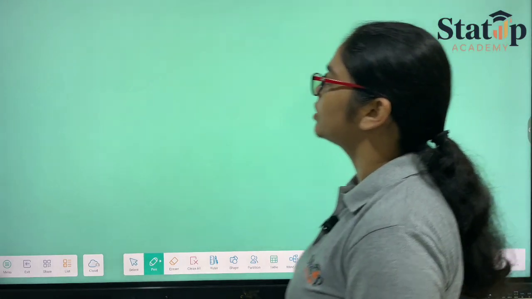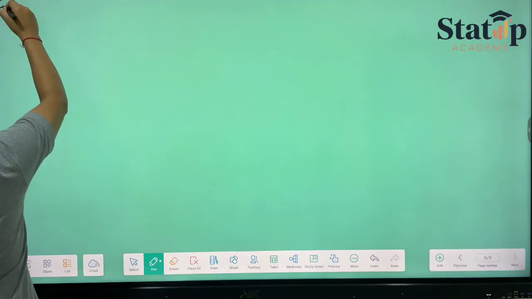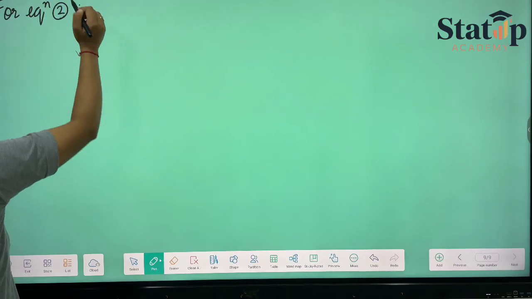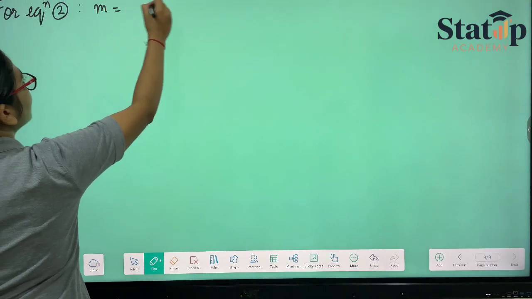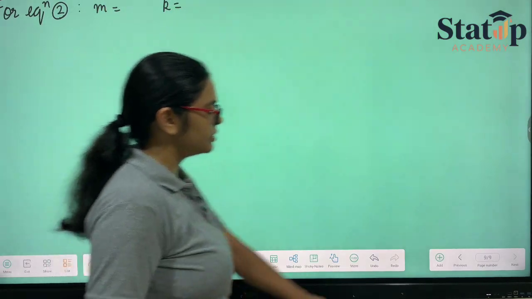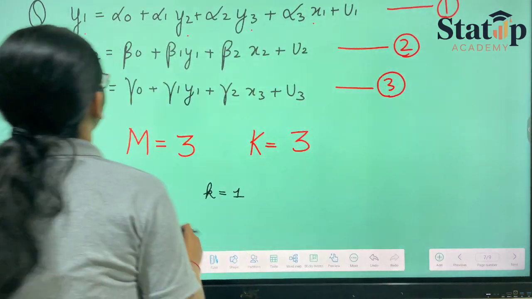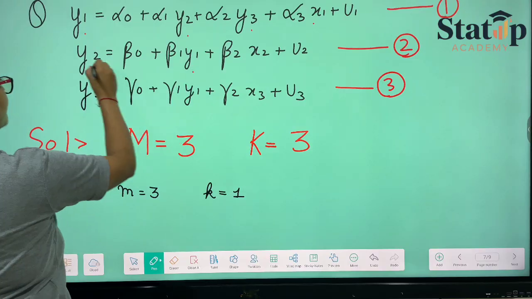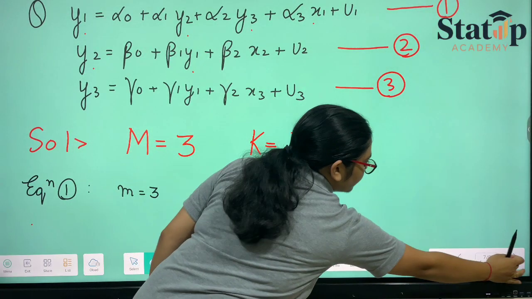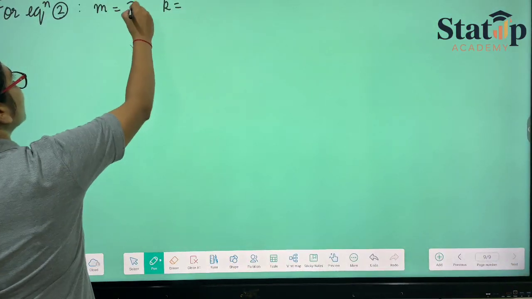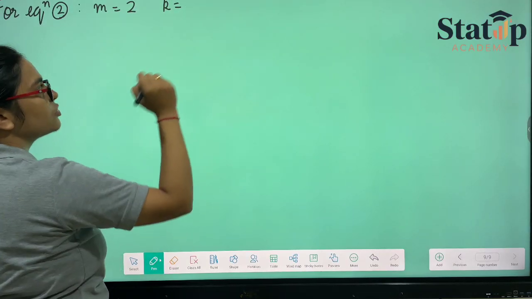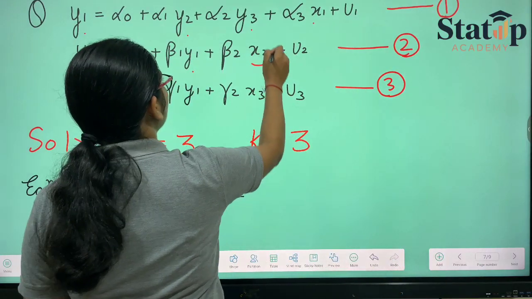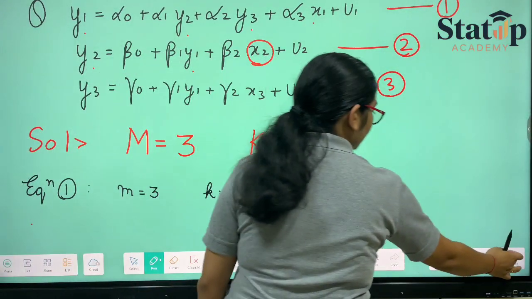Similarly, we can do it for equation 2. For equation 2, firstly small m would be and small k would be. Small m is the number of y's, that is, endogenous variables y1 and y2. So there are two endogenous variables. And similarly, k is the number of exogenous variables, which was 1, only x2. Here only x2 is present, so it will be 1.